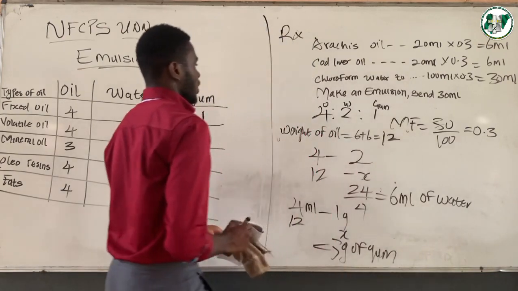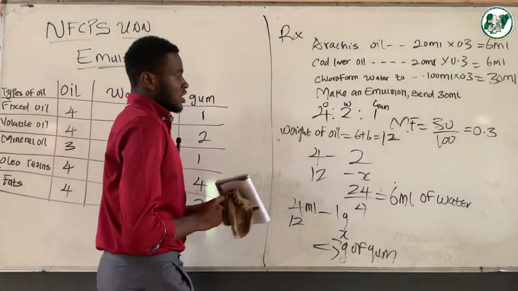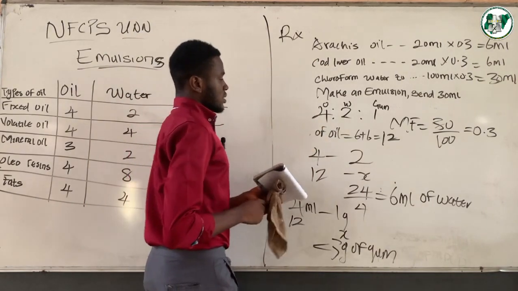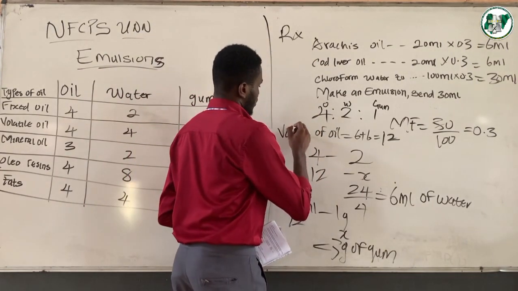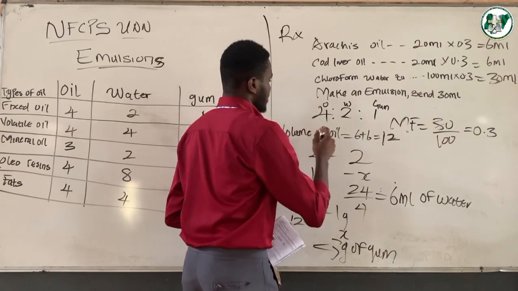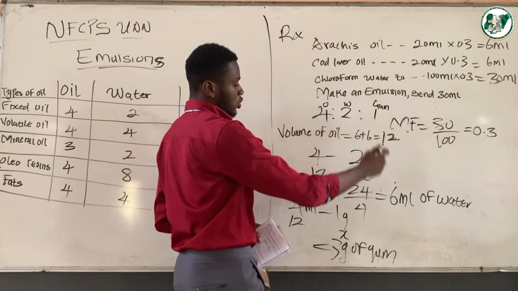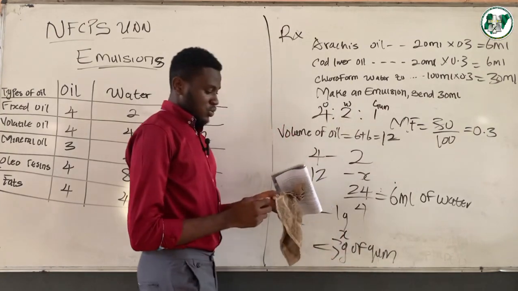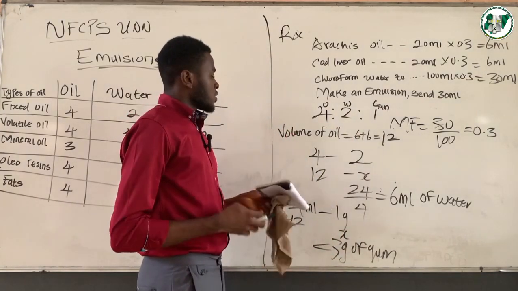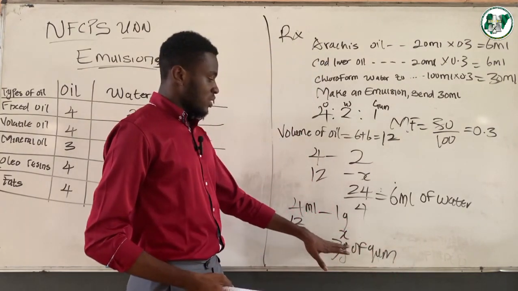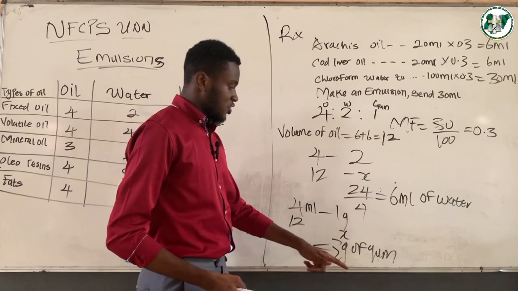So we've gotten the volume of our oil, the volume of our water, and the weight of our gum, which is in grams. So what do we do here? First of all, 3 grams of this gum is weighed into a mortar and triturated.